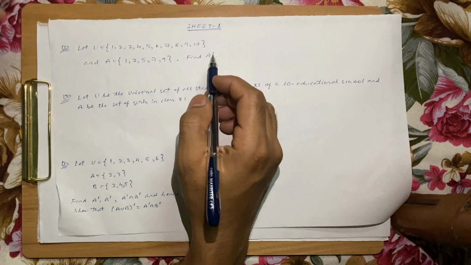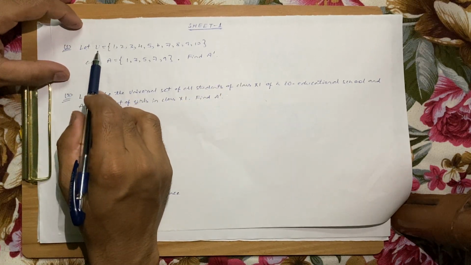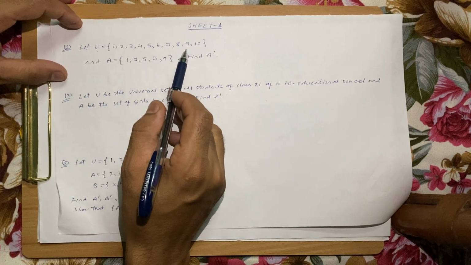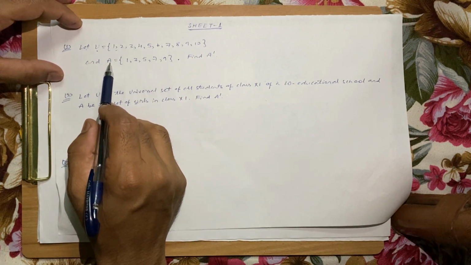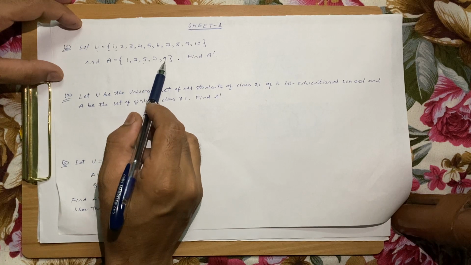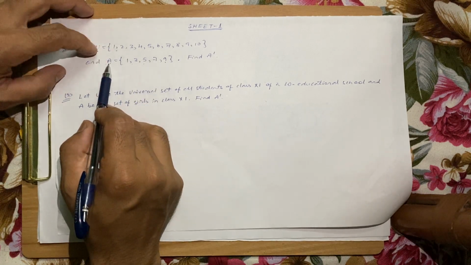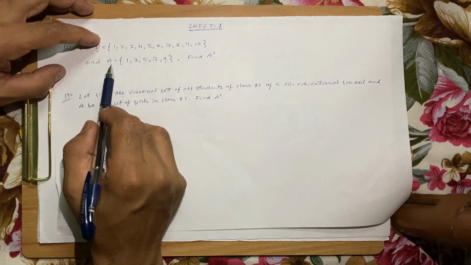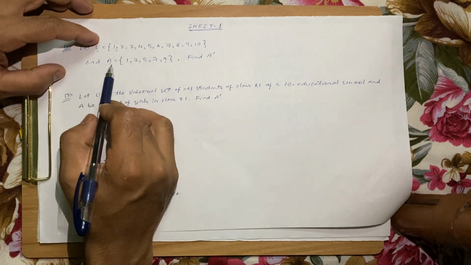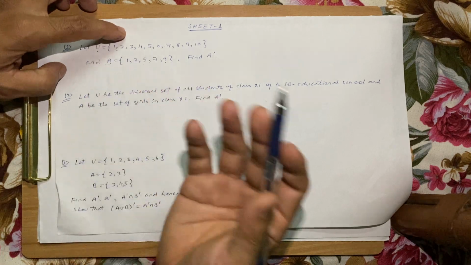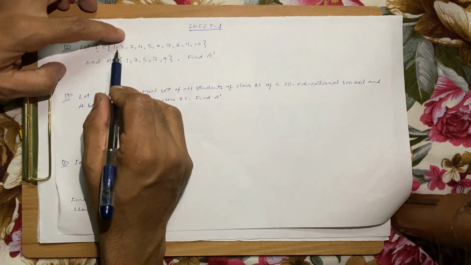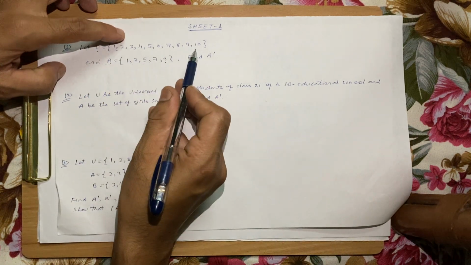So this is sheet number 1. Here it says let U be this one. So this is the universal set that has the first 10 natural numbers, and the set A is 1, 3, 5, 7 and 9. This set A is a subset of the universal set because whatever element is present in set A, 1, 3, 5, 7, 9, is also present in the universal set according to the definition of a universal set, and the universal set has some extra elements too.